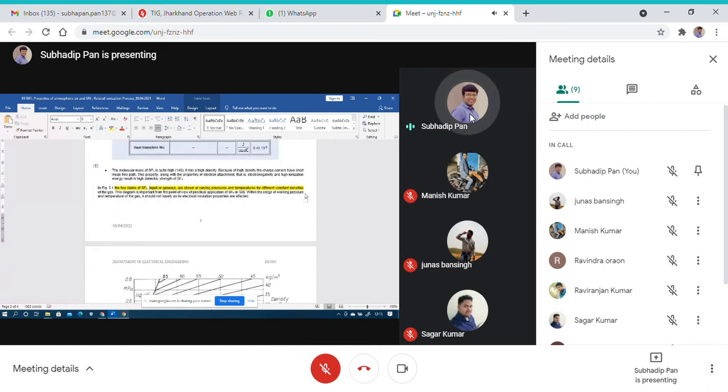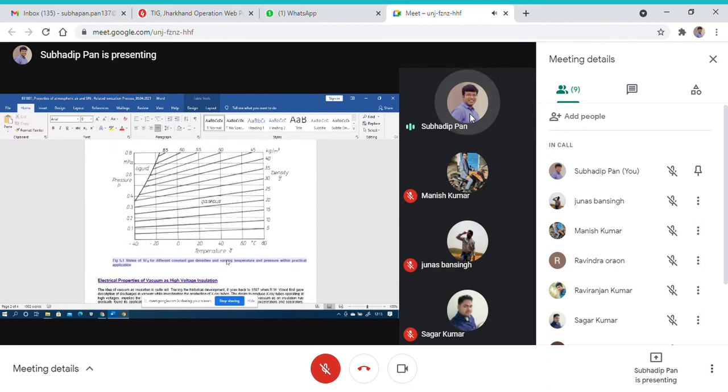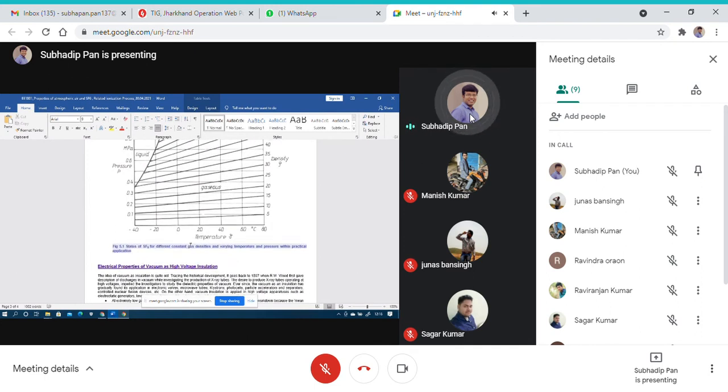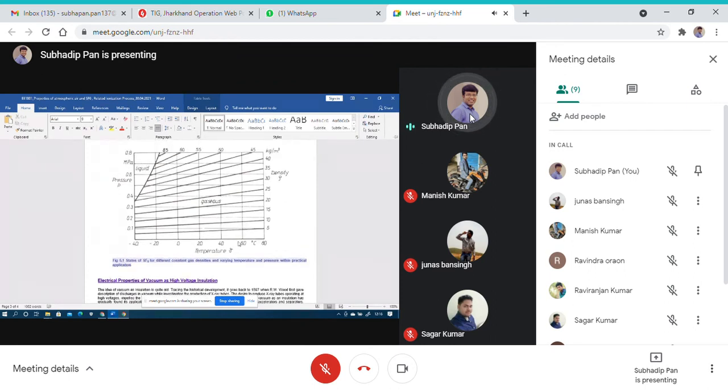Okay, with the range of working pressure and the temperature of the gases, that particular figure will show it. It is the graph between temperature and pressure, the temperature versus pressure curve, which will be P versus tau. This particular graph defines the state of SF6 for different constant gas densities and varying temperature within practical applications.